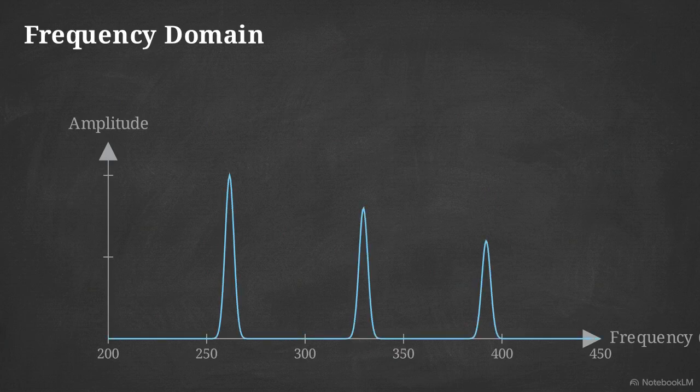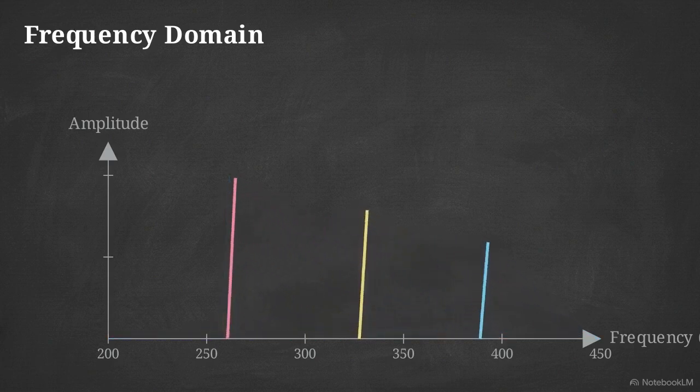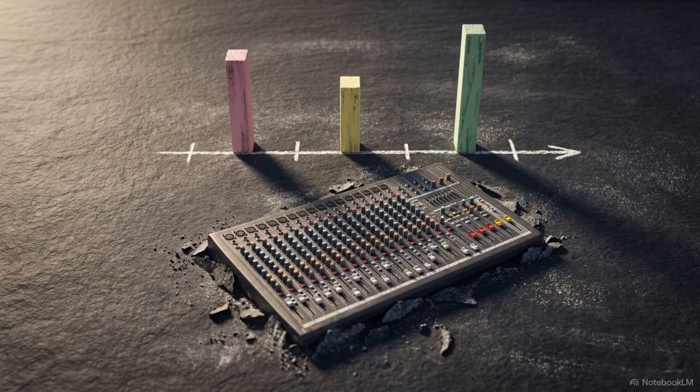This shift in perspective reveals exactly how much energy exists at every specific pitch, showing us exactly which notes were played. When a fast Fourier Transform algorithm processes a C major chord, it outputs these exact isolated spikes. We can immediately read the data. 261.63 Hz is C4, 329.63 is E4, and 392 is G4.